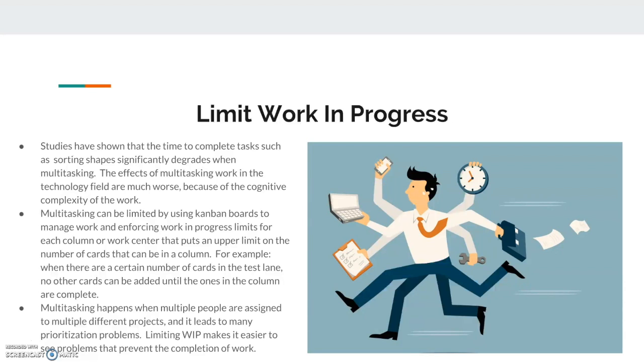So this first bullet point says, studies have shown that time to complete tasks such as sorting shapes significantly degrades when multitasking. So if you make that more difficult and you throw in the cognitive complexity of this work, it's just going to be far worse. Multitasking can be limited by using Kanban boards to manage work, and enforcing work in progress limits for each column or work center that puts an upper limit on the number of cards that can be in a column.